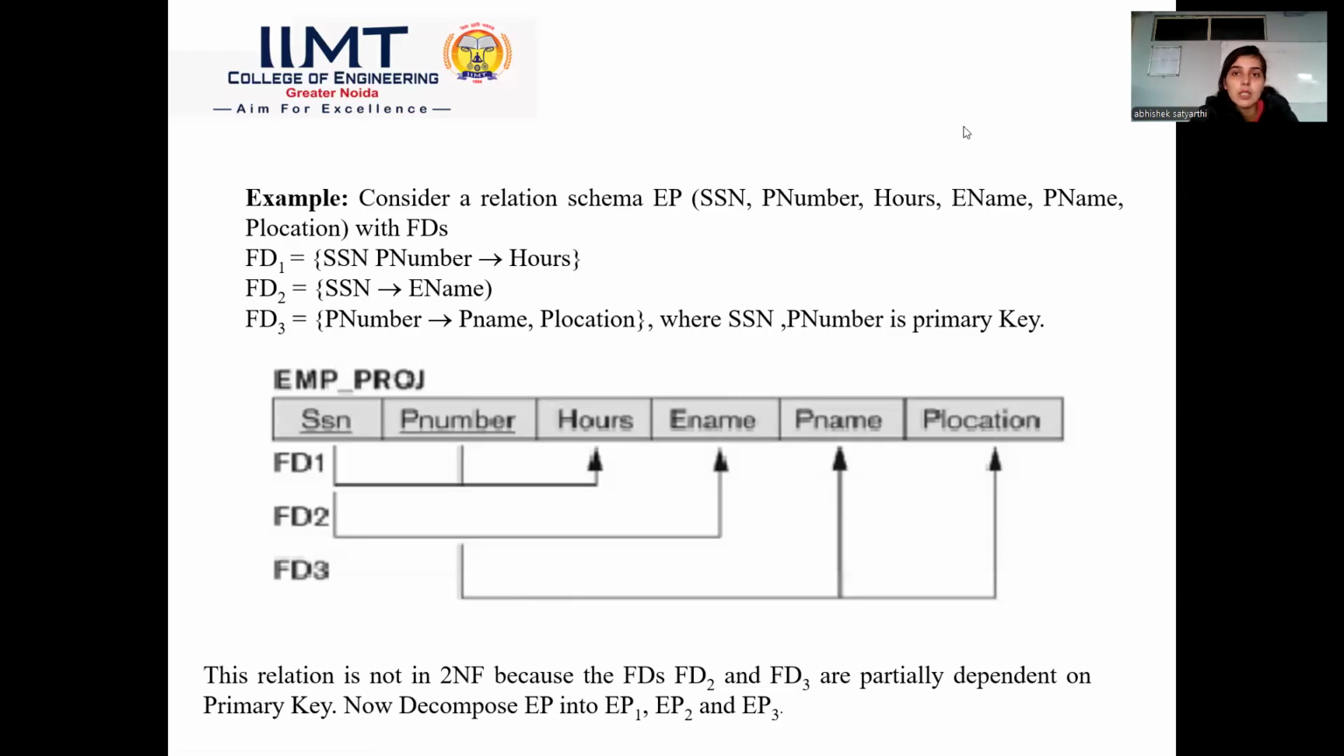So this relation is not in 2NF because functional dependencies 2 and 3 are partially dependent on the primary key. Now we have to decompose these.